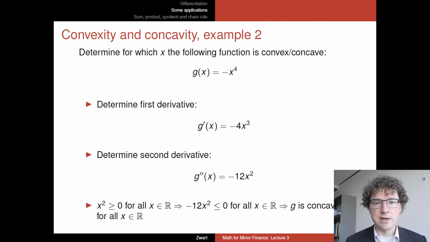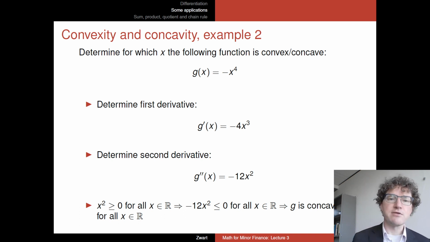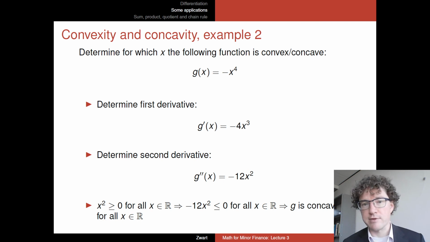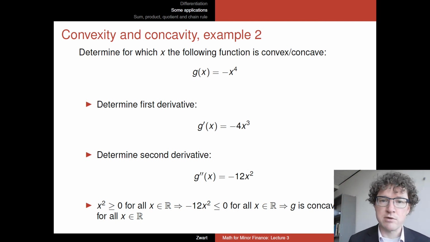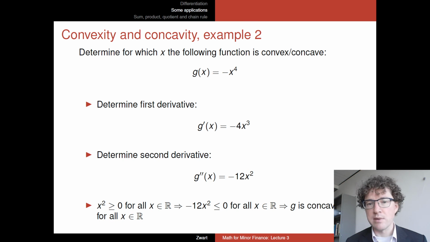So let's go to a second example here. Let's look at the function g. So g is a quartic function. It's minus x to the power 4. So again, this is a power function, so we can take derivatives. Let's do that. Let's take the first derivative. So g prime, the first derivative of g, well, take down the power 4, reduce it by 1, x to the power 3. So we get g prime equals minus 4 times x to the power 3. That's the first derivative of g.